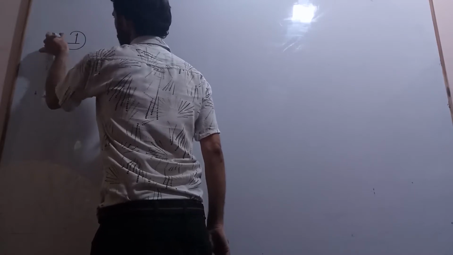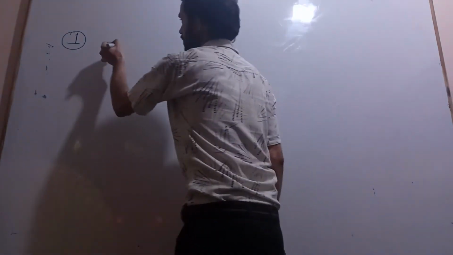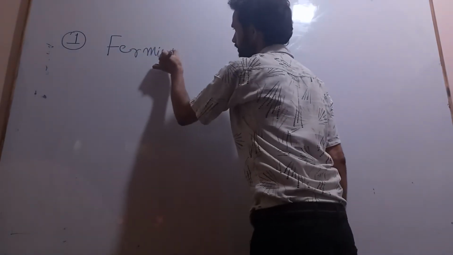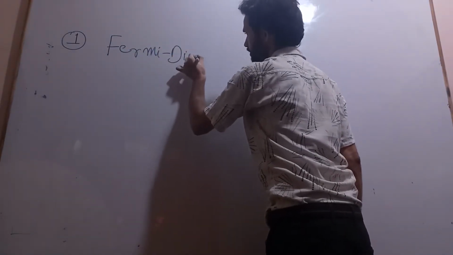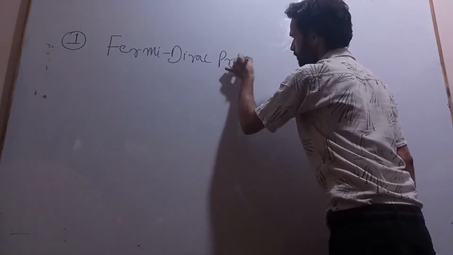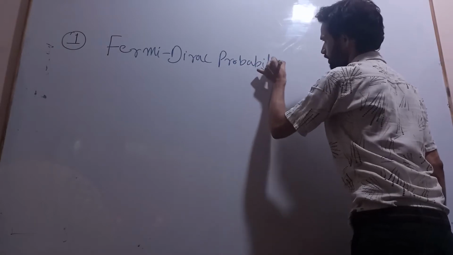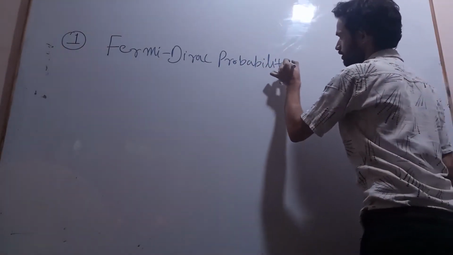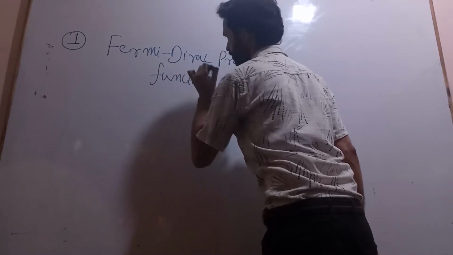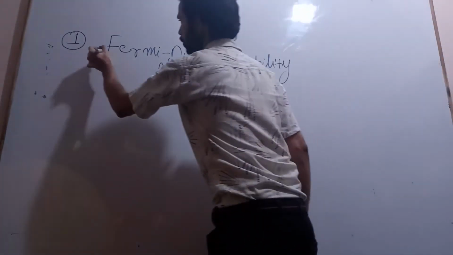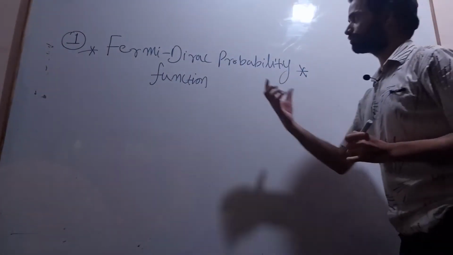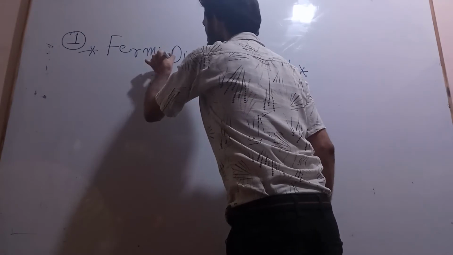The first lecture is about the Fermi Dirac probability function. Okay. So today's topic is the Fermi Dirac probability function. What is this? Why is it required?